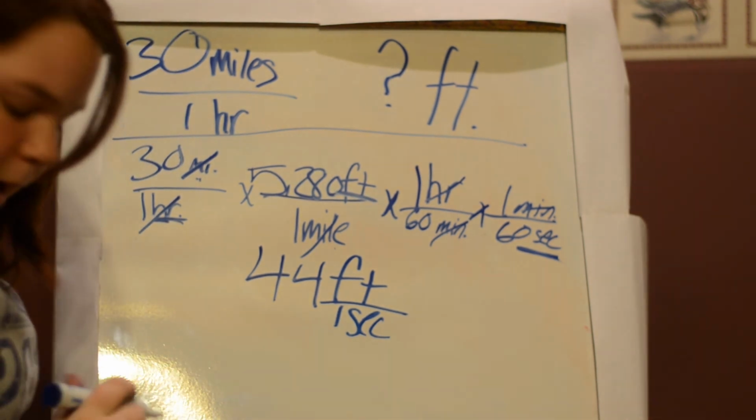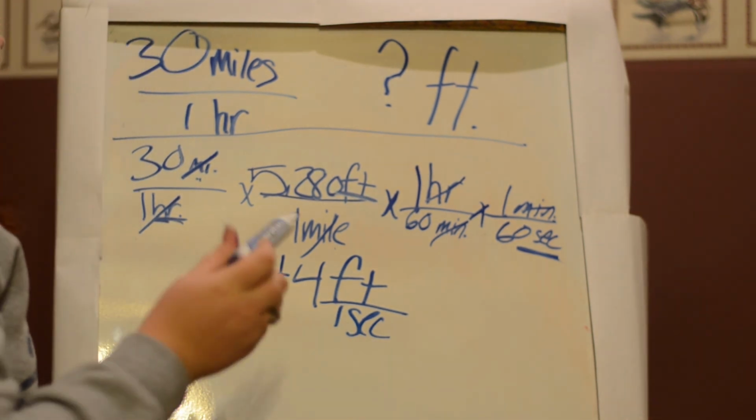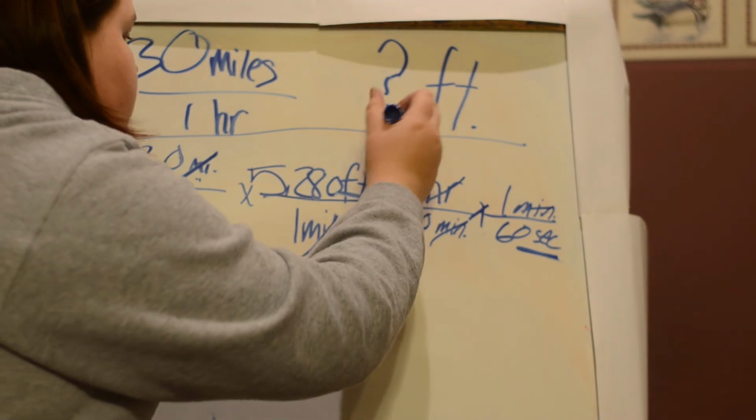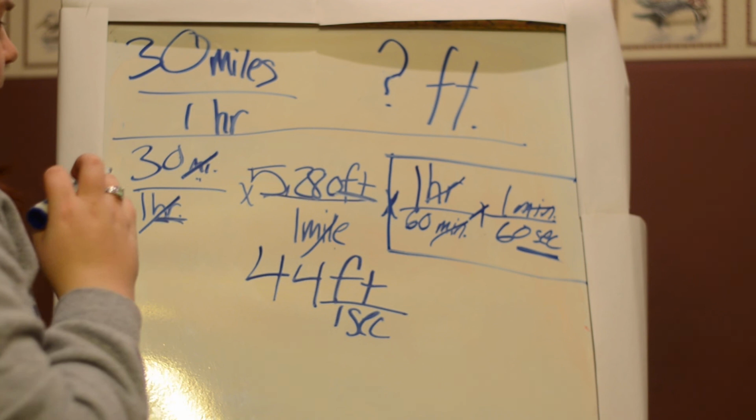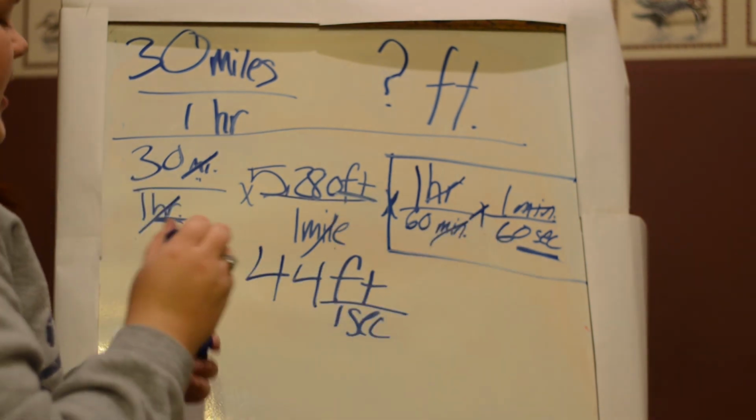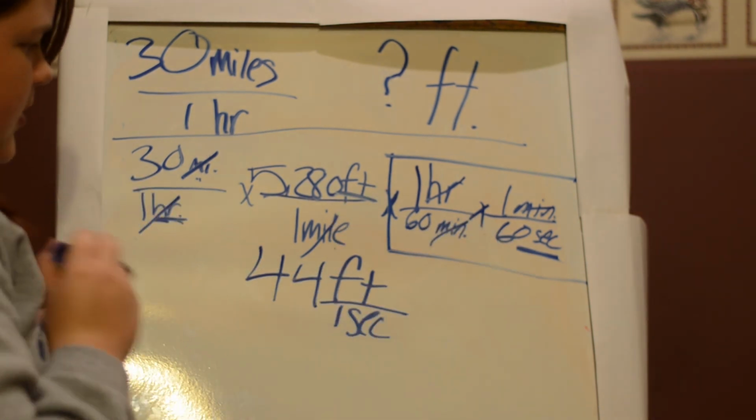And like Brianna said, you could have done it to where you did this, and then you stopped, and then you did that all together. But for some people, it's just easier to do it all as one because then you can check all your units and make sure that they all line up together.